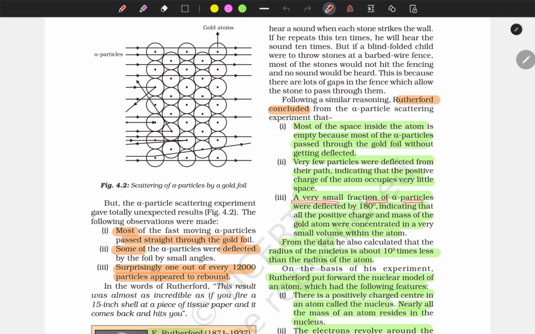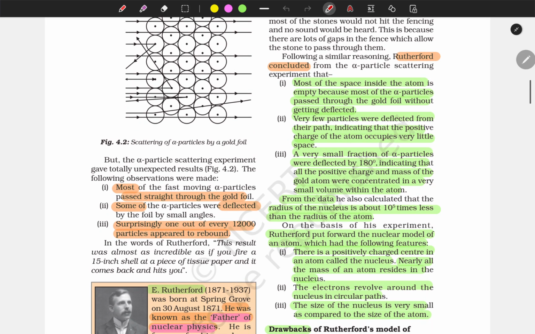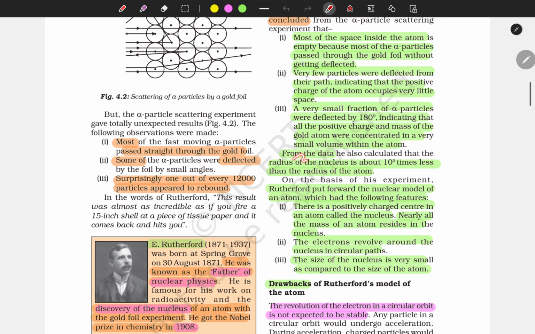A very small fraction of alpha particles were deflected by 180 degrees, indicating that all the positive charge and mass of the gold atom was concentrated in a very small volume within the atom. So this was the important finding. From the data, he also calculated that the radius of the nucleus is about 10 to the power 5 times less than the radius of the atom.